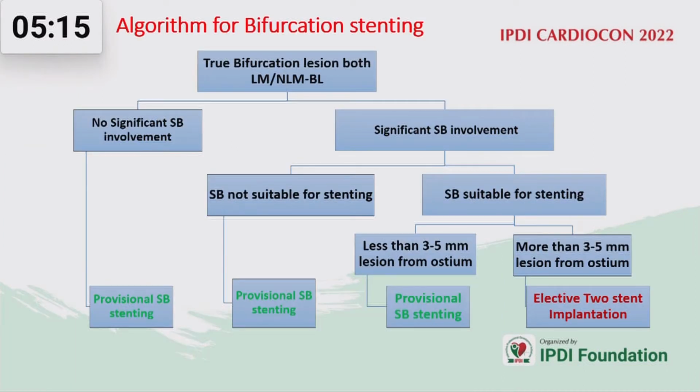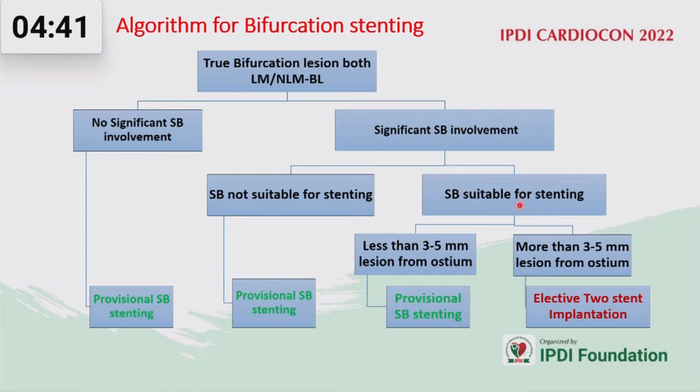This is a very simple algorithm for both left main and non-left main bifurcation lesions. If there is no significant side branch involvement, it is definitely provisional stenting. If there is no significant loss of side branch, it goes straight to provisional stenting. If the side branch is not suitable for stenting, also provisional stenting. That means straightforward left main to LAD or left main to LCX.